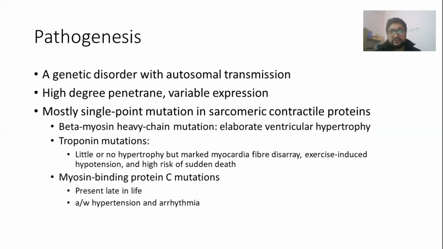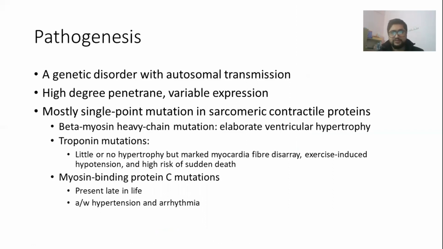So the pathogenesis is basically a genetic disorder with autosomal dominant transmission. It has a high degree of penetrance, however, there is variable expression, and mostly there are single point mutations in the sarcomeric contractile proteins. If there is a mutation in the beta-myosin heavy chain, then there will be the diffuse type of ventricular hypertrophy.